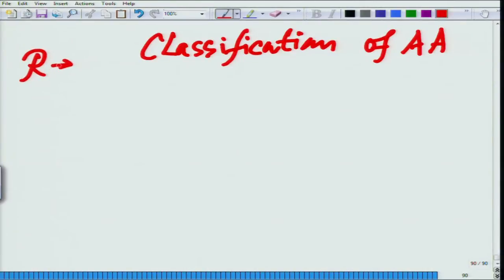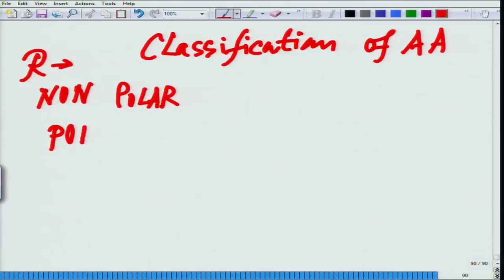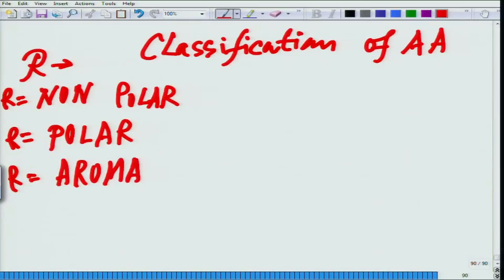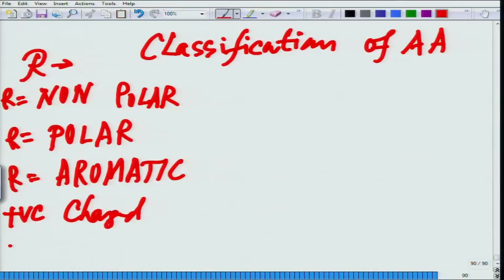Based on that, they could be nonpolar, or they could be polar, where the R group is polar. They could have an R group that is an aromatic residue, which has significance in terms of estimation of protein. They could be positively charged, or they could be negatively charged.